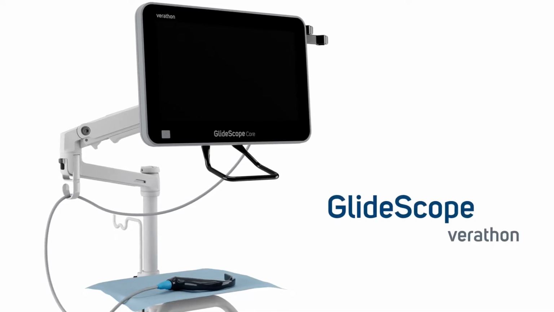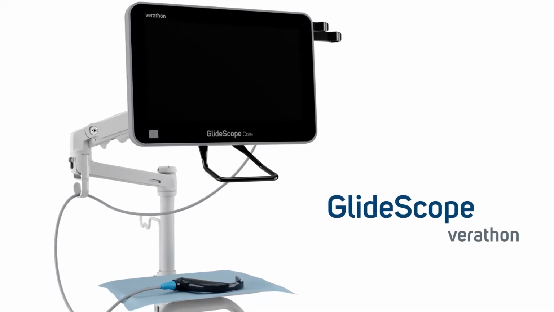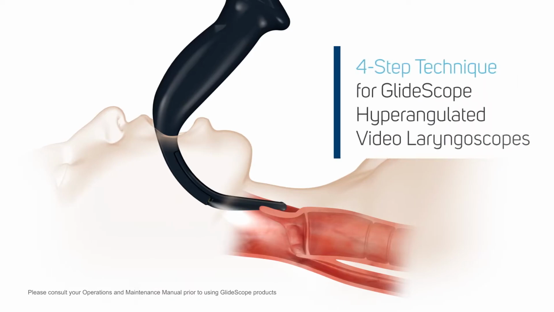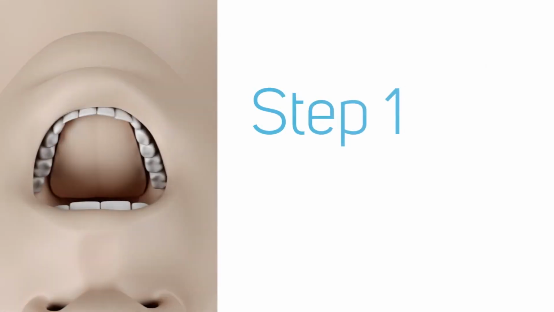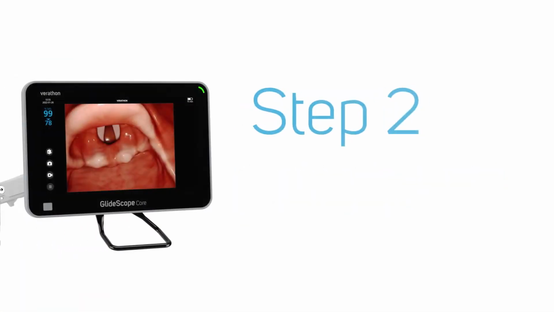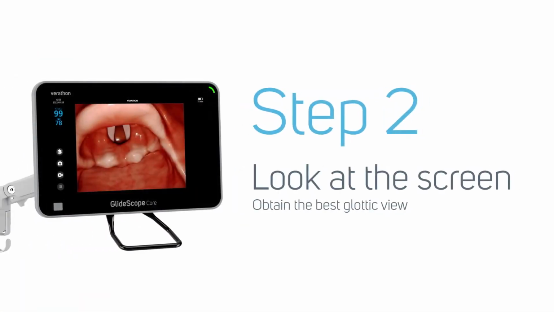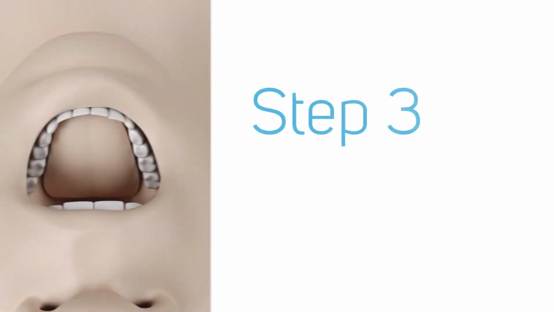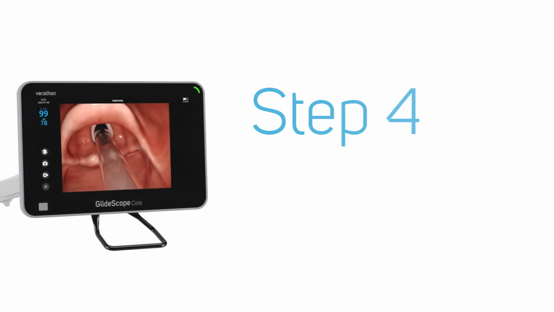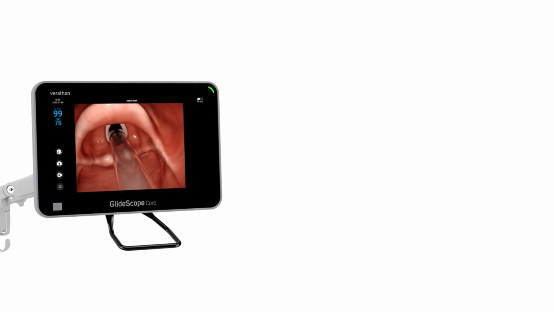GlideScope hyperangulated videolaryngoscopes. A four-step technique for GlideScope hyperangulated videolaryngoscopy that combines direct vision of the patient's airway with views on a GlideScope monitor. Start by looking in the mouth to introduce the laryngoscope, at the screen to obtain the best glottic view, back in the mouth to introduce the endotracheal tube, and finally, at the screen to intubate.